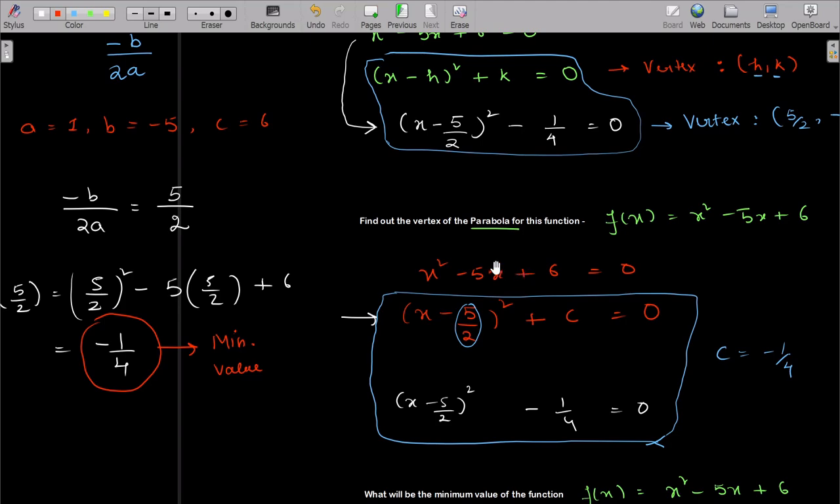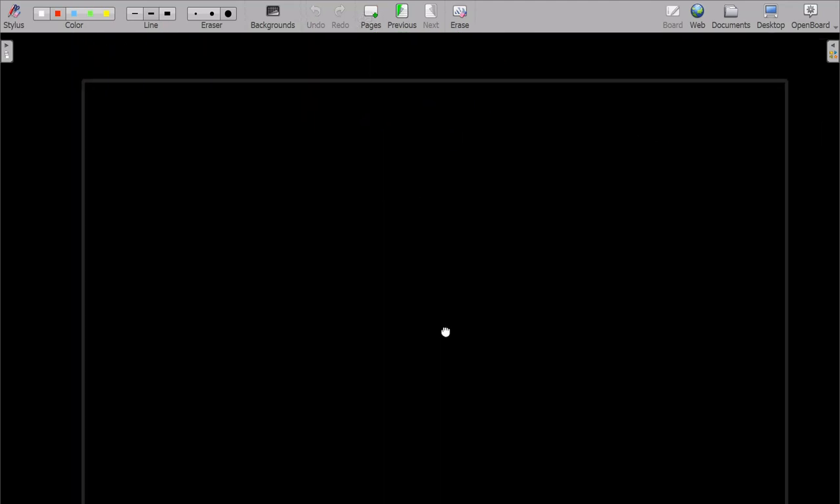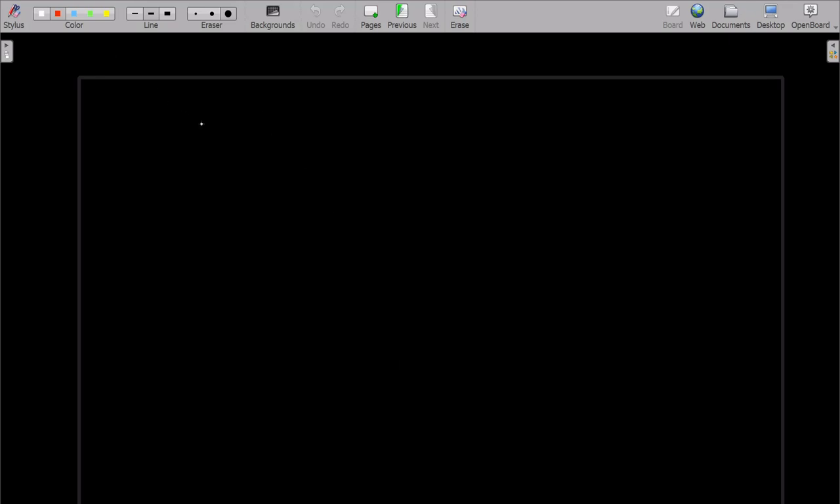Okay, so this was the method of completing the square, and this is how you can expect the questions. The third method, Anishka, is the quadratic formula. Do you know the quadratic formula? Yeah, it's b squared minus 4ac over 2a, right?